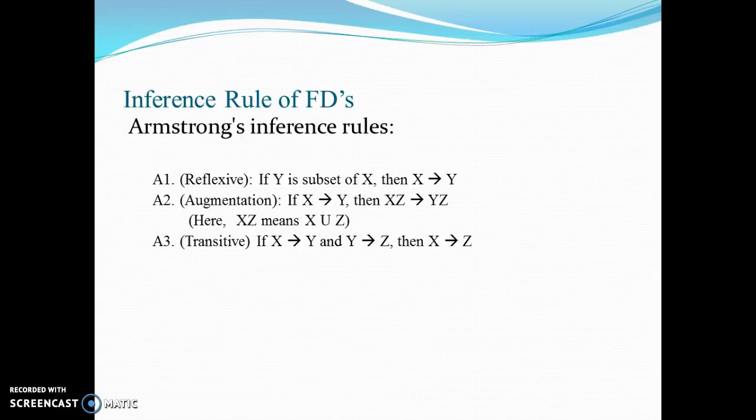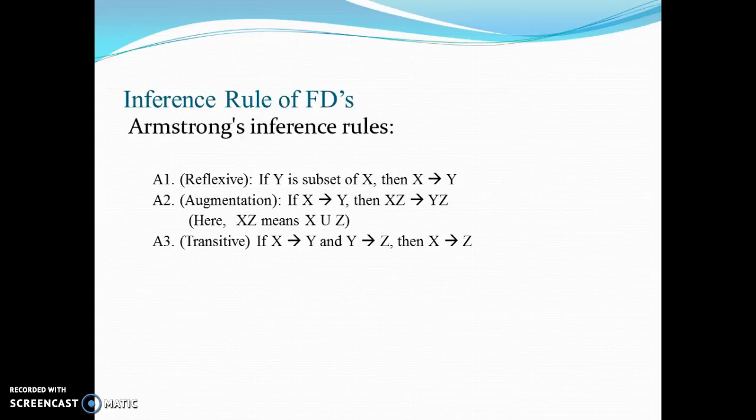Reflexive Armstrong inference rule means if Y is a subset of X, then X → Y. It is called the reflexive rule. The second one is called augmentation. If X → Y, then XZ → YZ.